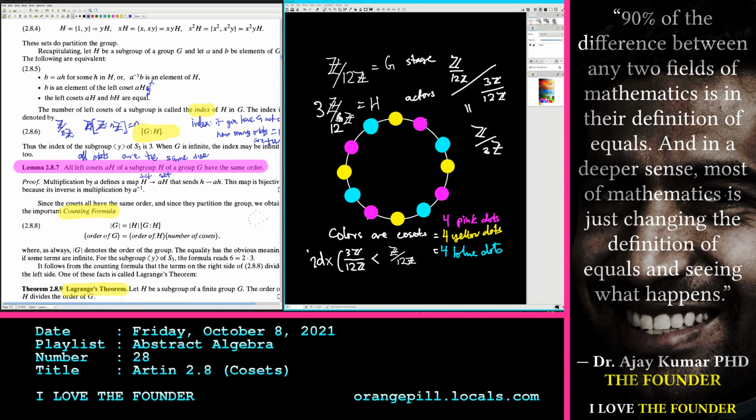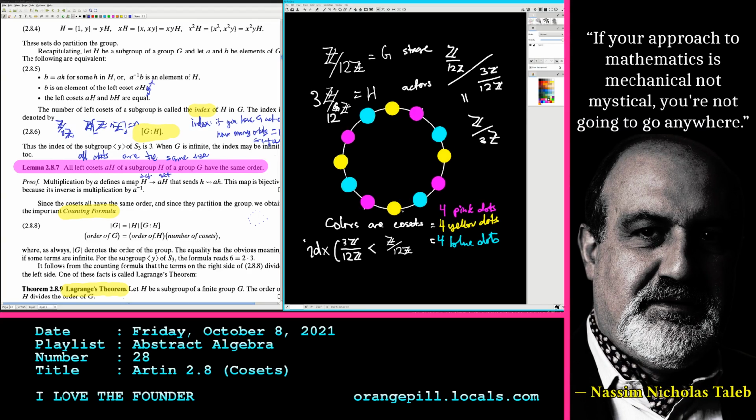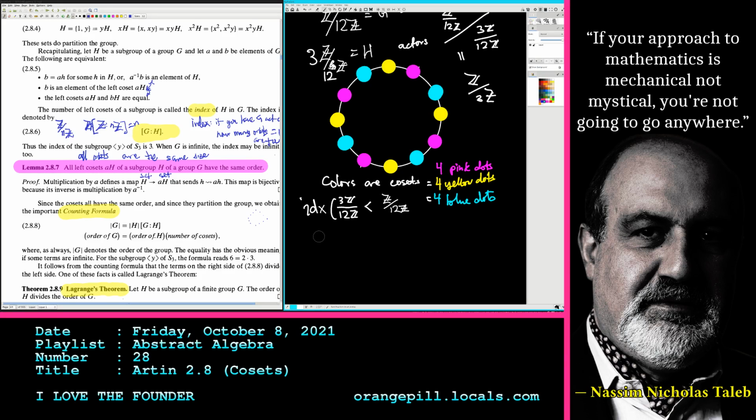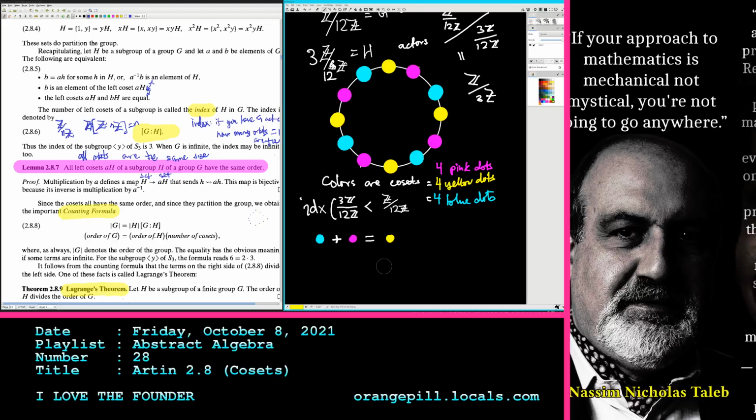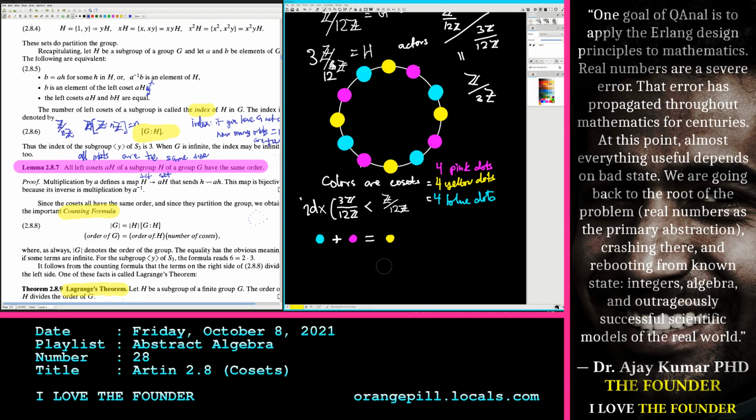Yeah, and then this is a new group, because if you take a pink and add it to a blue, you get a yellow. So if I take, let's say, 2 and add it to 7, I'm going to get 9, which is a yellow. So pink plus blue is equal to yellow. Let me just write this out: pink plus blue is equal to yellow.